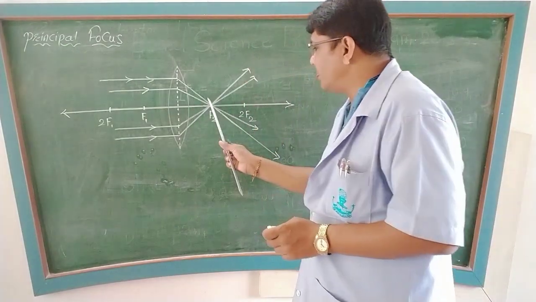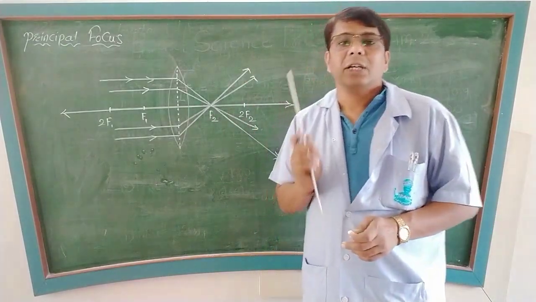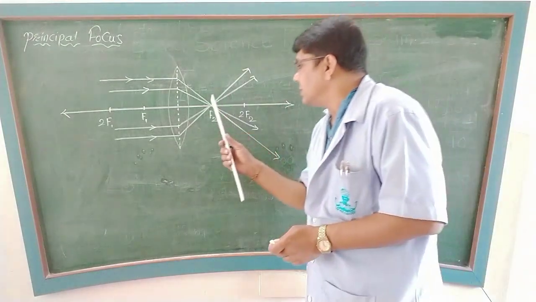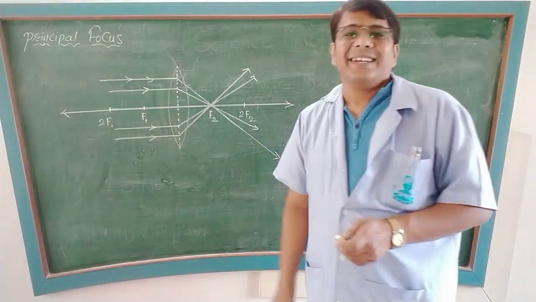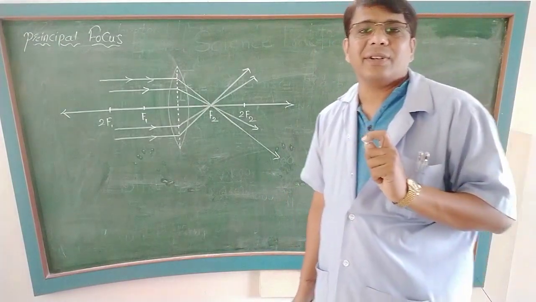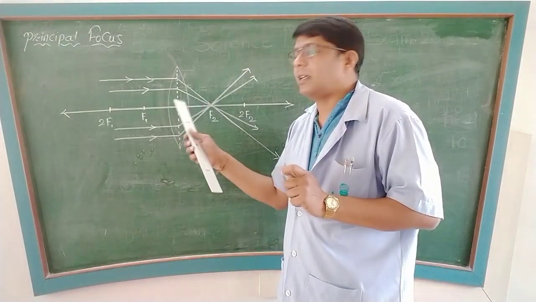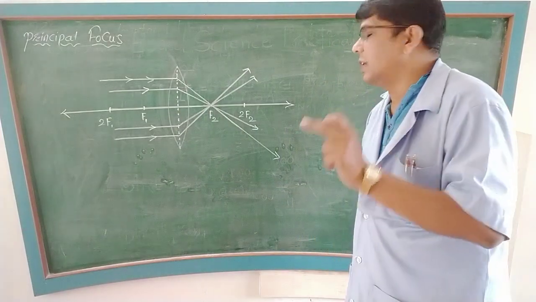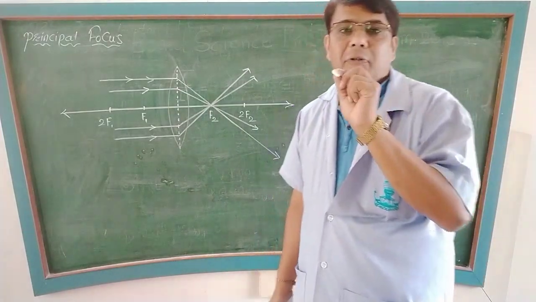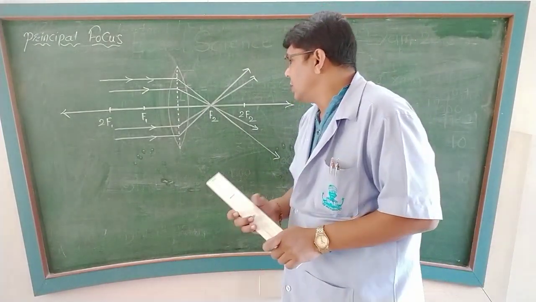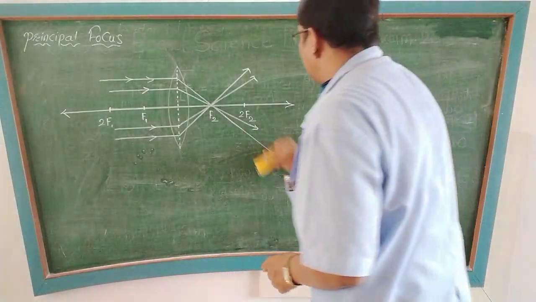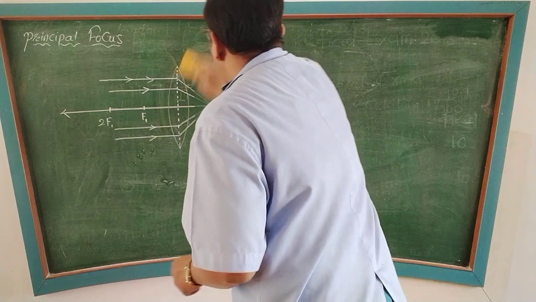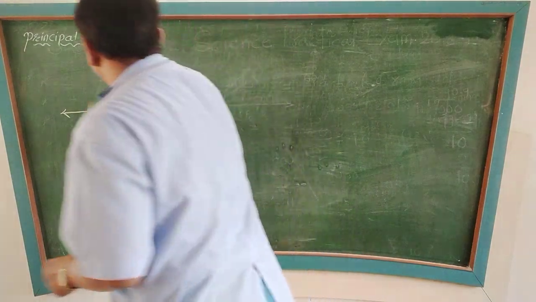So this particular point is called the principal focus, and the distance between the principal focus and the optical center is called the focal length. It is denoted by small f. And now we will see for concave lens. Let us see for concave lens. So first we will learn how to draw concave lens.